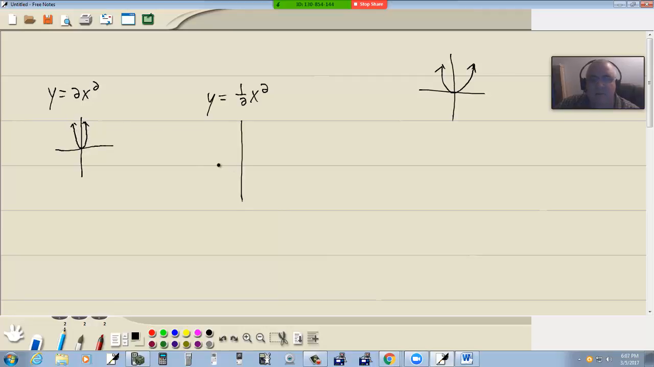Like that. And y is equal to 1/2 x squared. Again, makes me think it should bring it in so it's half as big, but it actually stretches it out. Different graphs will perform in different manners.